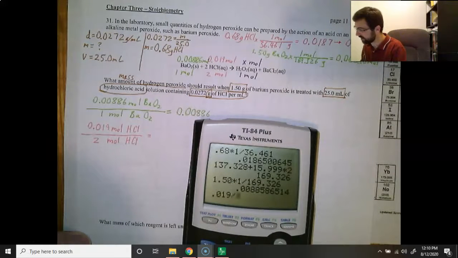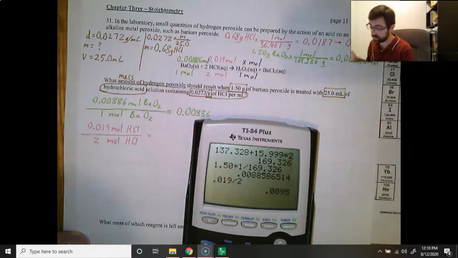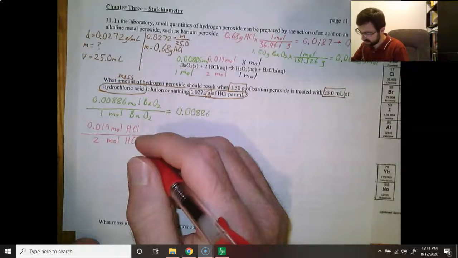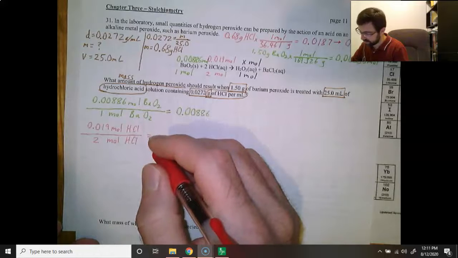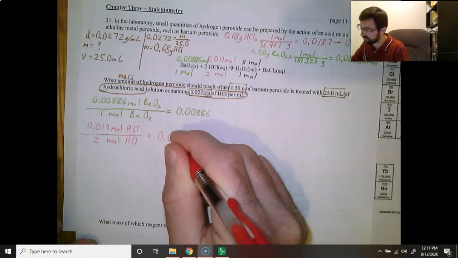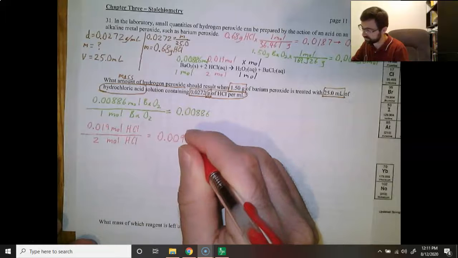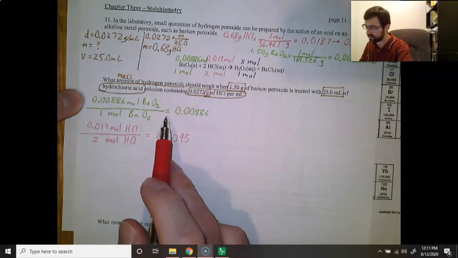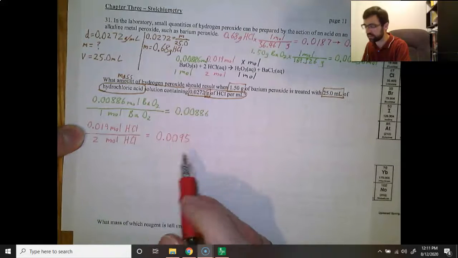Or a little less than 0.00, a little more than 0.009. Yeah, so 0.0095 is what I get. Alright, so in one scenario I say I could make this much. In the other scenario I say I can make that much.